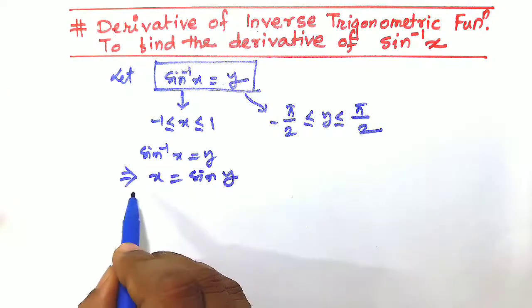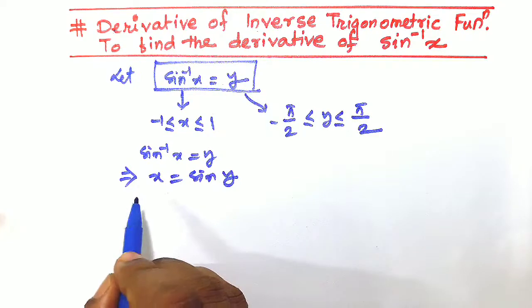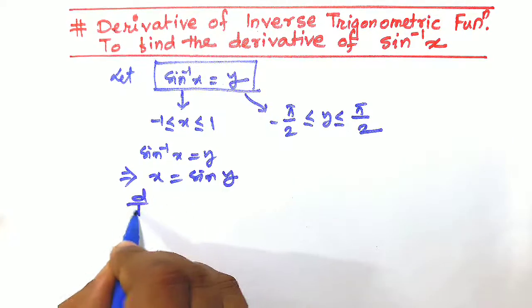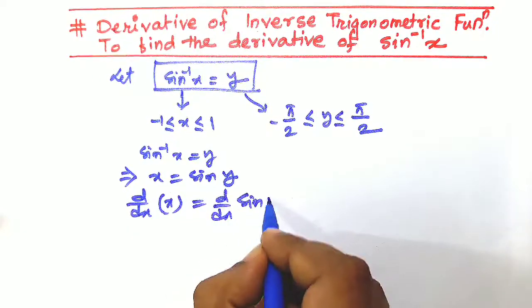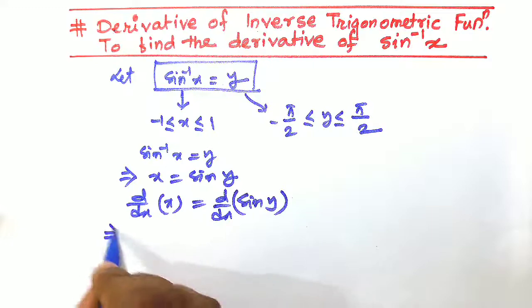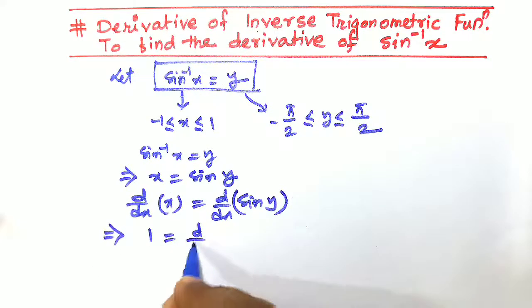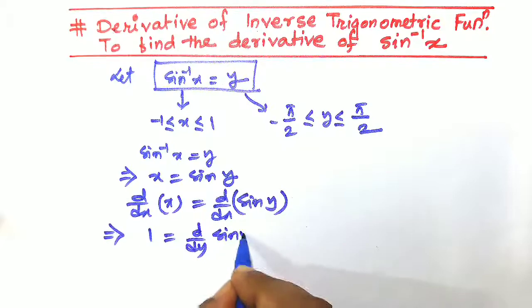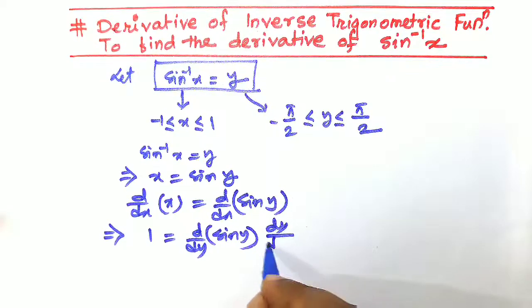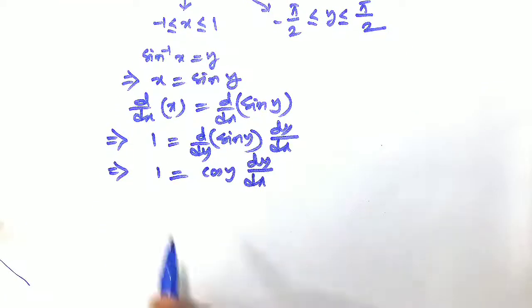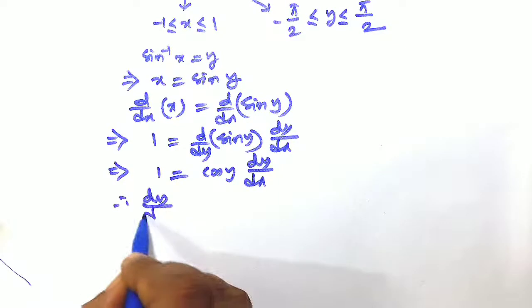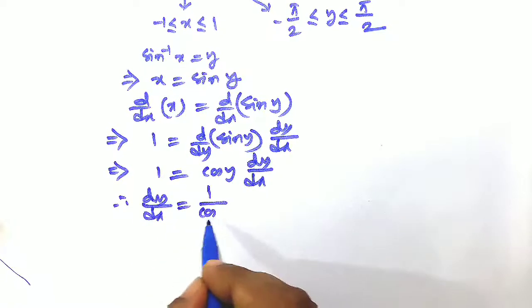So friends, differentiating both sides with respect to x, we get d/dx of x is equal to d/dx of sine of y, isn't it? So we can write here 1 is equal to d/dy of sine of y into dy/dx. So 1 is equal to cos of y dy/dx. Friends, here we can write dy/dx is equal to 1 upon cos of y.